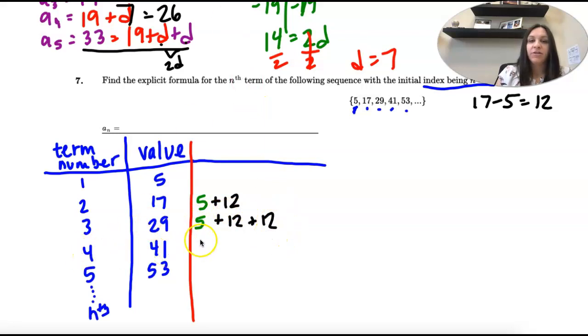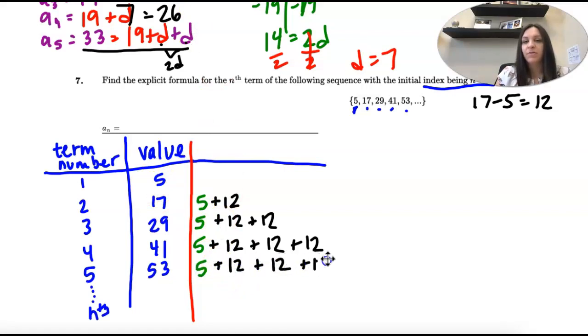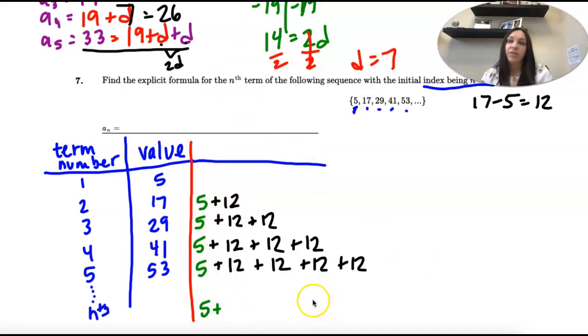And then to get the fourth term, I would take 5, and I would add 12 3 times. To get the fifth term, I would start with 5, and then I would add 12 4 times. So I wrote the 5 out in green because that's part of our equation. It's always 5 plus. So to figure out the rest, we're going to combine these differences.